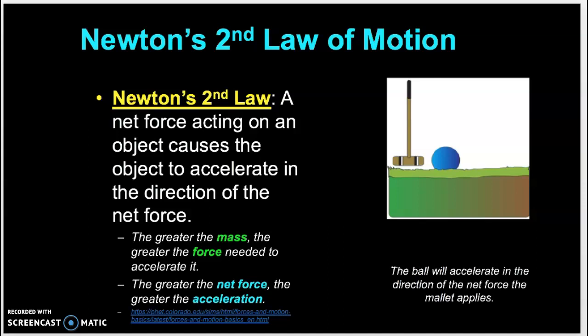So if I have, let's say, a rock, and I'm trying to move the rock. If it's a small rock, let's say it's like 5 pounds, it would be very simple for me to move. But if it's 500 pounds, I'm going to have to put a lot more force into it to get it to move or to accelerate in that direction. So the greater the net force, the greater the acceleration is going to be. So if I put more force towards pushing that rock, it's going to move or have a greater acceleration.